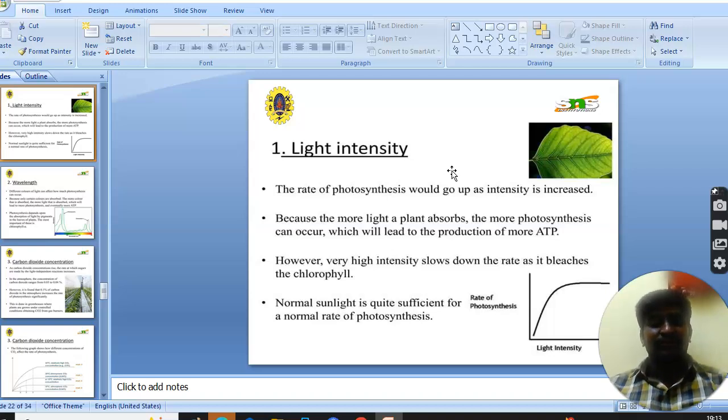The rate of photosynthesis goes up as intensity is increased, because the more light a plant absorbs, the more photosynthesis can occur, which will lead to the production of more ATP. However, very high intensity slows down the rate as it depletes the chlorophyll. Normal sunlight is quite sufficient for a normal rate of photosynthesis.